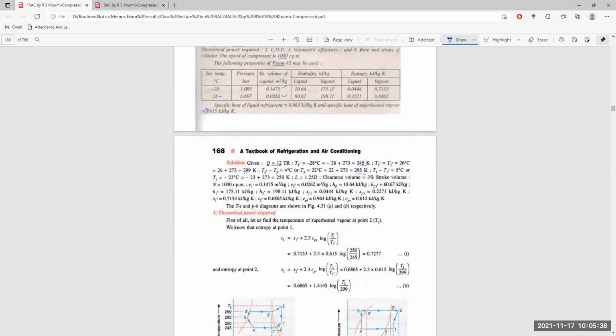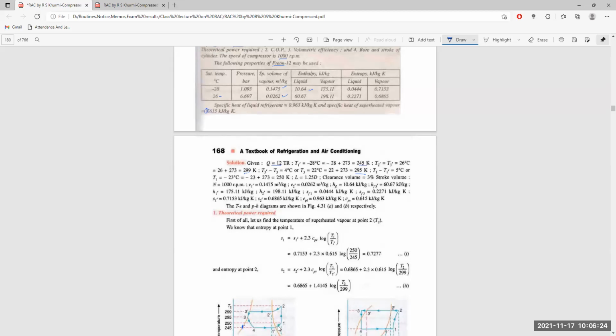Now HF1, enthalpy at the point 1 here, is given in the liquid state as 10.64, and HF3 dash, the enthalpy at the point 3 dash in the liquid state, is 60.67 itself, which is the enthalpy of the liquid state at high temperature, and this is the liquid state at low temperature. So with this temperature somewhere here.